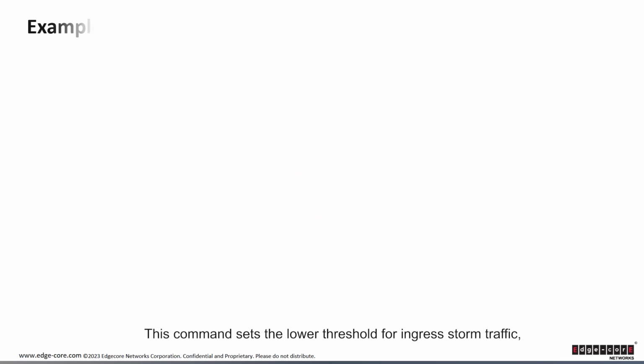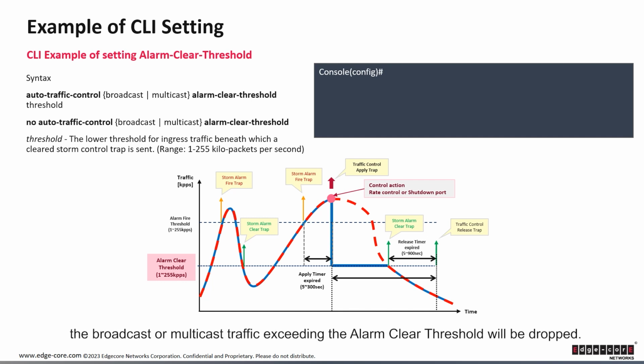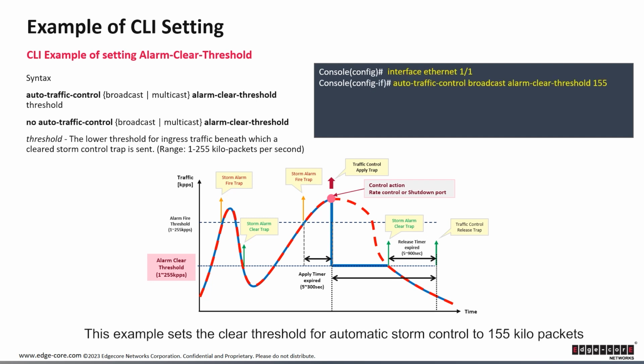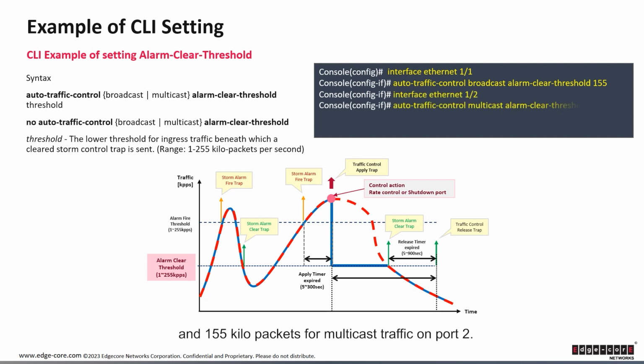This command sets the lower threshold for ingress storm traffic. If the storm alarm fire trap has been triggered, once the storm falls beneath the threshold, a storm alarm clear trap will be sent. If the storm control response rate control has been triggered, the broadcast or multicast traffic exceeding the alarm clear threshold will be dropped. This example sets the clear threshold for automatic storm control to 155 kilo packets for broadcast traffic on port 1 and 155 kilo packets for multicast traffic on port 2.